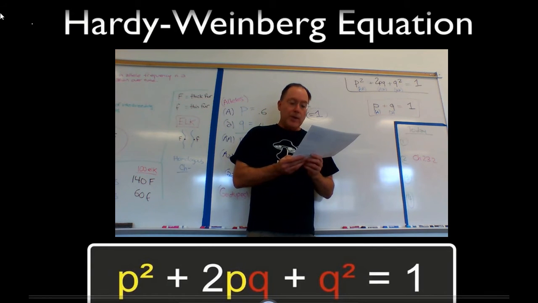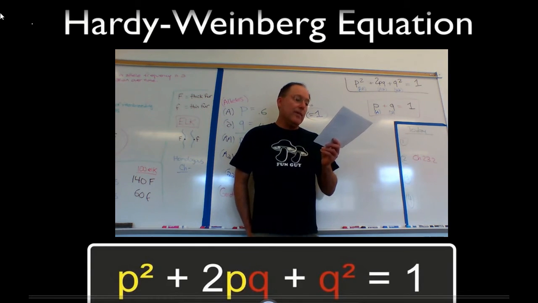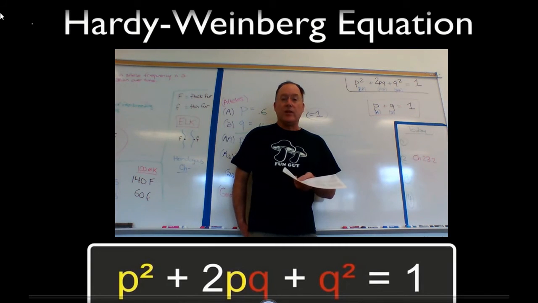A Hardy-Weinberg equilibrium provides a baseline by which to judge whether evolution has occurred. Any change in allele frequencies in the gene pool of a population signifies that evolution has occurred. This is much simpler than the way they do it in the text.